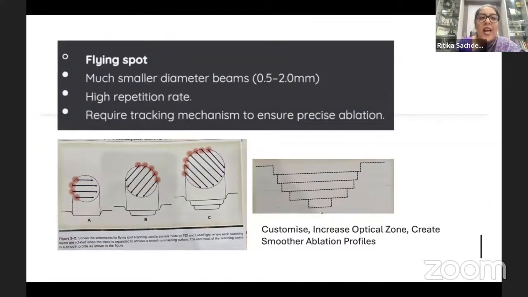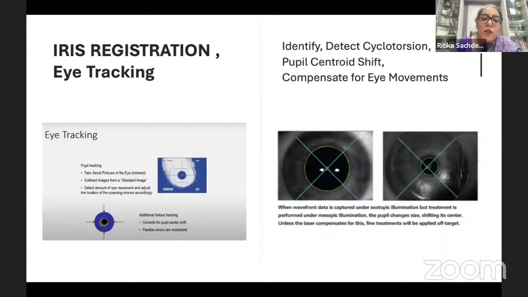What we use now are the flying spot lasers, which are much smaller in diameter. Because they are smaller, they have to work faster. So you have a very, very high repetition rate. And because you are creating small changes, you are able to therefore create precise corrections, and you are able to do the wavefront correction. But because these lasers have to fire at the right spot, you need a tracking mechanism to ensure that the flying spot laser also is able to deliver precise outcomes. So the evolution of the delivery of the laser was accompanied by iris registration and eye tracking to ensure that the precise delivery led to accurate outcomes.